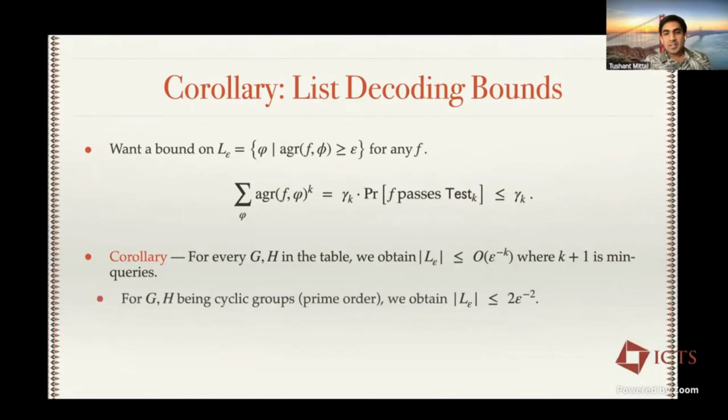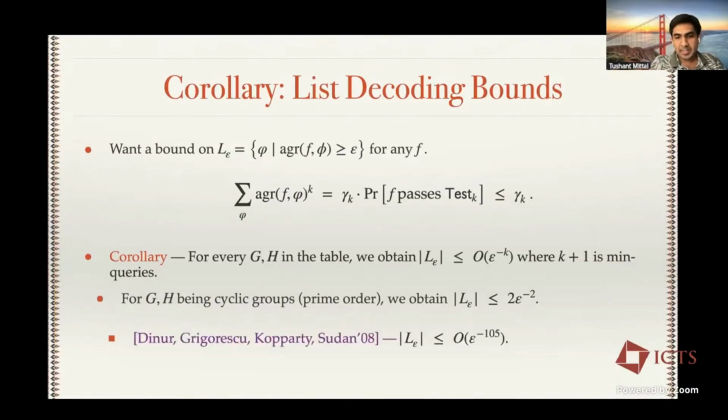And these are better than known bounds, at least in some regimes. So if your groups are cyclic, let's say prime order, then we get a list size of 2 over epsilon square. And I think the best result in this scenario is by Dinur, Grigorescu, Kopparty, and Sudan, which gives a list size bound of 1 over epsilon to the 105. Right, so their work is more general.